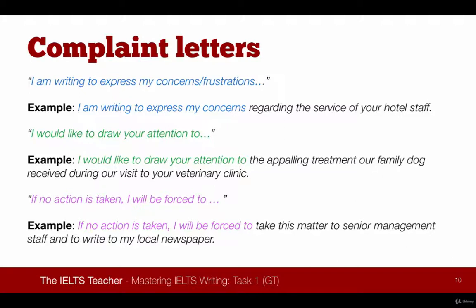And the last one, if no action is taken, I will be forced to. Now hopefully you can notice here that we are using a conditional sentence, first conditional. If no action is taken, I will be forced to. Very, very useful for suggesting what action you will take if you are not appeased by the person that you are writing to. If no action is taken, I will be forced to take this matter to senior management staff and to write to my local newspaper. Notice that more formal vocabulary there as well. Take this matter.